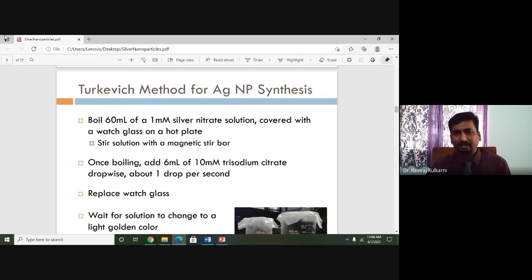Okay, the concentration of trisodium citrate is 10 times more than silver nitrate. Why do we use it? Because we want to reduce all the silver ions. That is the reason we use excess trisodium citrate, which can also act as a capping agent here. So this we take in the burette. Okay, trisodium citrate we take in the burette.